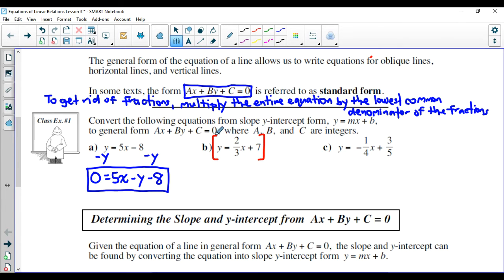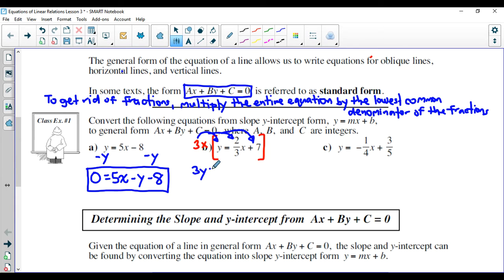So what I'm going to do is put the entire equation in a set of brackets. And then I'm going to multiply this entire equation by the lowest common denominator, which is a 3. So I'm going to go 3 multiply by, so this is a multiplication operator, not an x symbol. I'm going to multiply by every term in the equation. Now to do that, you need to take the 3 and apply the distributive property. This 3 would multiply by the y, this 3 would multiply by the 2 over 3x, and this 3 would also multiply by the 7.